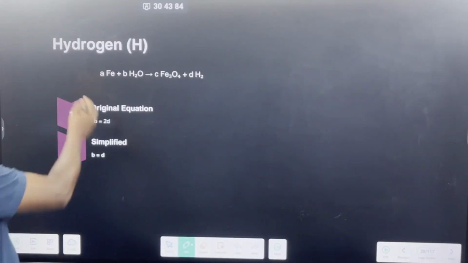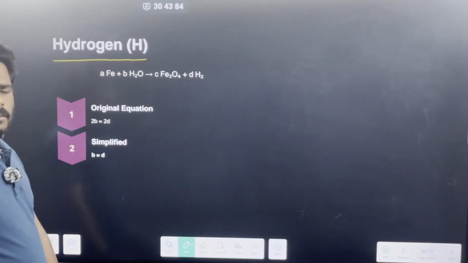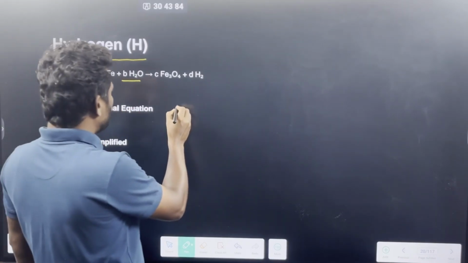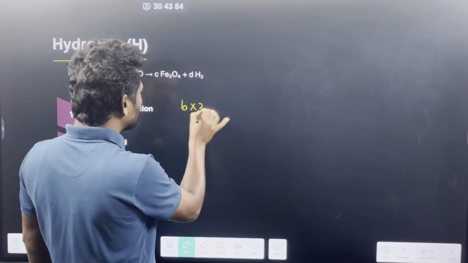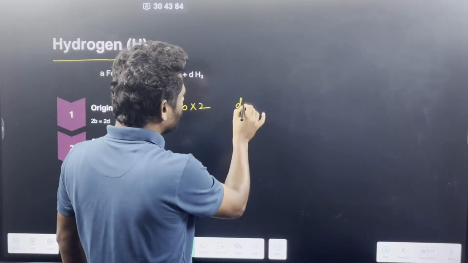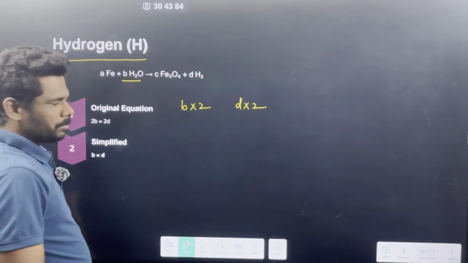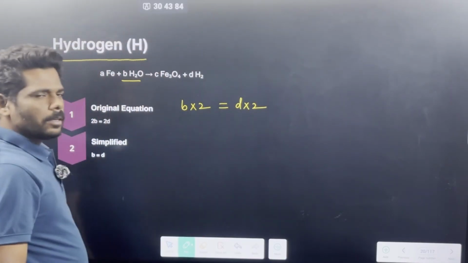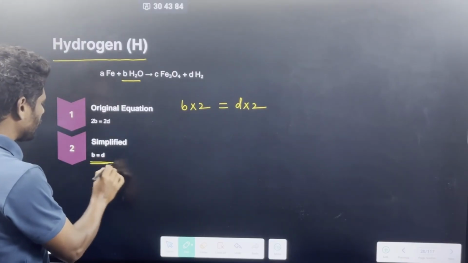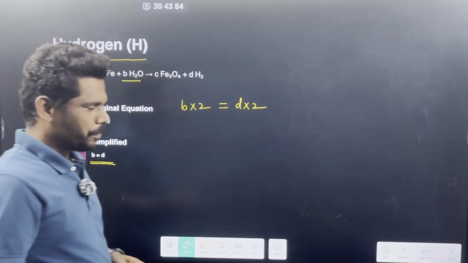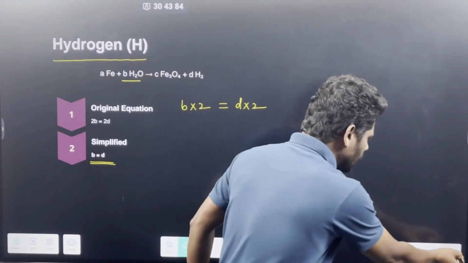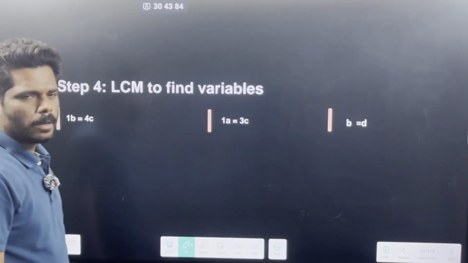Now coming to another atom called hydrogen. If you look at the reactant side, B is the coefficient and 2 is the subscript for hydrogen. On the product side, D is the coefficient and the same 2 is the subscript. Since both are equal, we can cancel the 2 on either side. So finally, we get the relation B is equal to D. So we got 3 algebraic equations here. Let's go with the next step now.